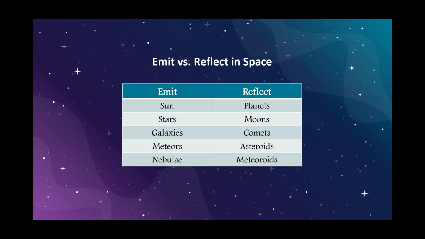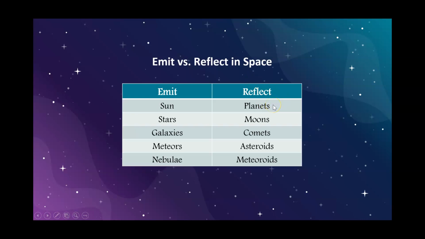In our left-hand column, we have all of the objects that emit light in space. For example, our sun, all stars, galaxies, meteors, and nebulae. A nebula is kind of like the starting formation of a group of stars. And then all of the objects that reflect light.